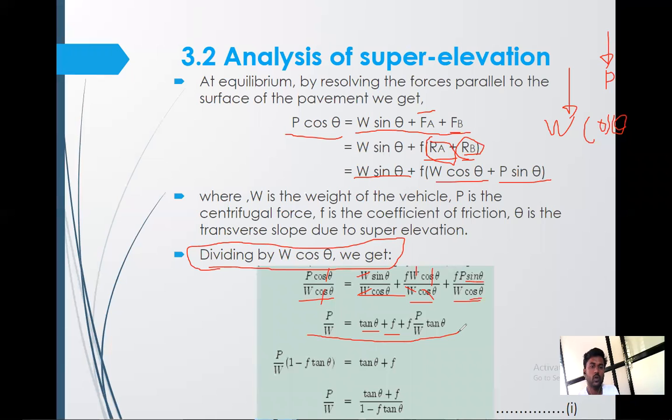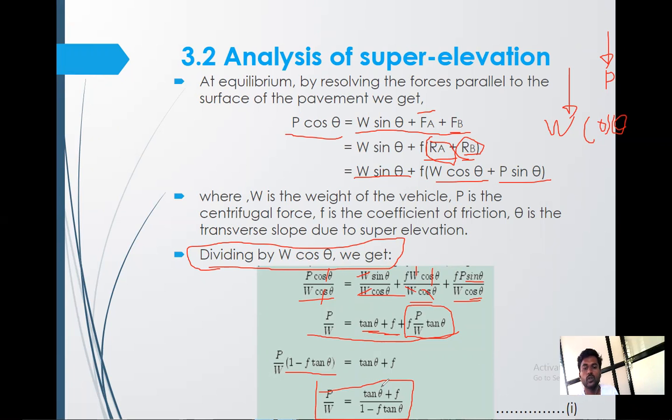Now I will take P by W common from these two terms and take this term to the left side. So P by W minus F into P by W into tan theta. Taking P by W as a common factor, it becomes P by W into 1 minus F tan theta, equal to the remaining terms, tan theta plus F. So P by W is equal to tan theta plus F divided by 1 minus F tan theta. That will be our final equation.